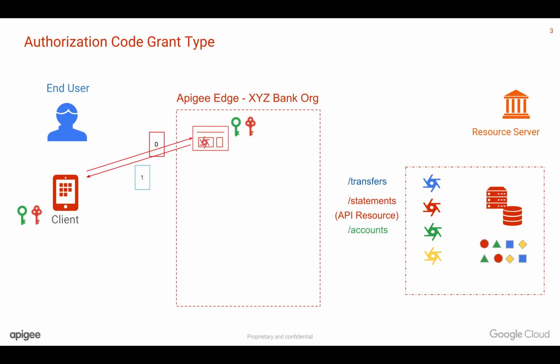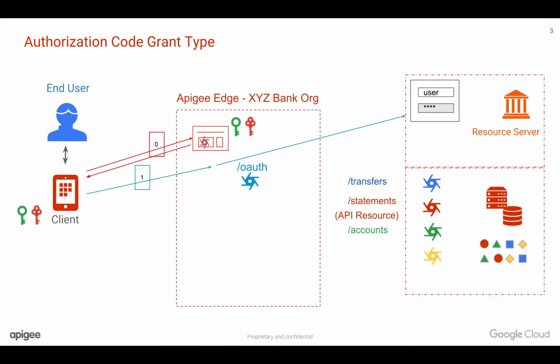The end user, now trying to use this particular application, tries to log in to the application. When he tries to log in, there is an API call that is made from the client to Apigee saying that this particular user is trying to access the API and let me access the login screen of the bank. Apigee verifies the client ID and redirects the client application to the login screen of the bank.